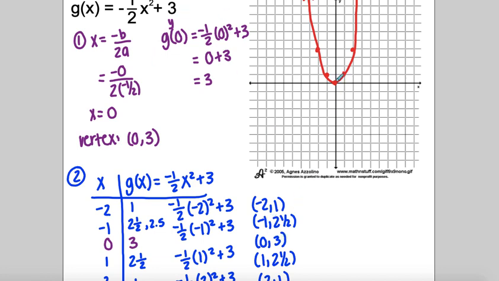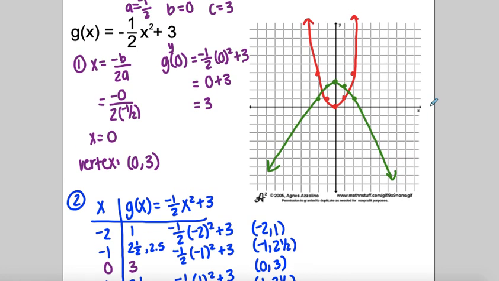So starting with my vertex, I have 0, 3. At negative 1, I'm at 2.5, so 1, 2, and then halfway. At 1, I'm also at 2.5. And then at negative 2, I'm at 1. And positive 2, I'm at 1. And so now when I graph that, I get this. And so now I need to compare it to this parent function.